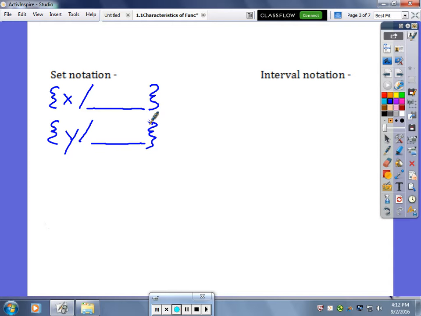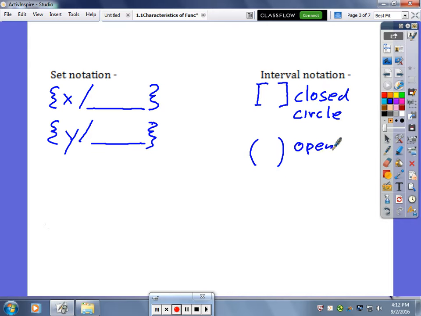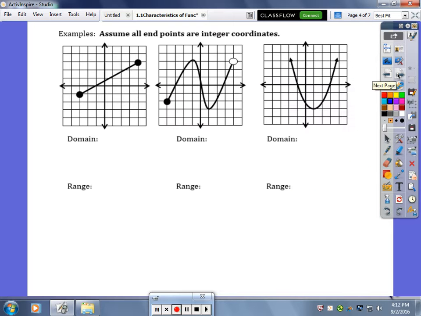Interval notation looks a little different. Here we use different sets of parentheses. We use brackets every time that our graph shows a closed circle, and we use regular parentheses every time the graph shows an open circle or arrows. Let's look at a few examples. And we're going to assume for these examples that all endpoints are indeed integer coordinates.